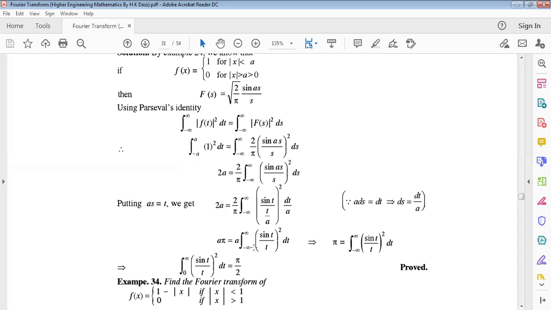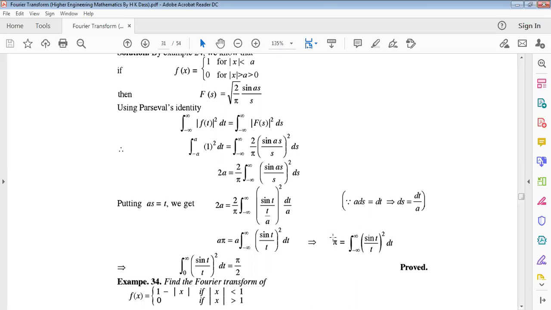This equals a times the integral from minus infinity to plus infinity of sin t by t. This a comes from there being two a's, which is why only a single a is here. Now the integral of sin t by ta dt, and this a also cancels. Now π equals this one.